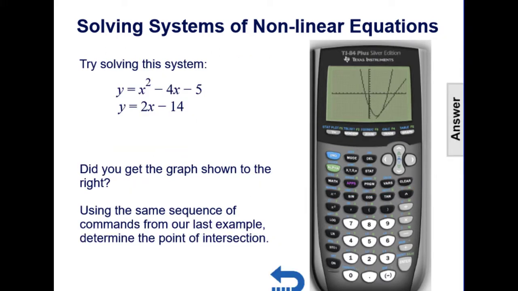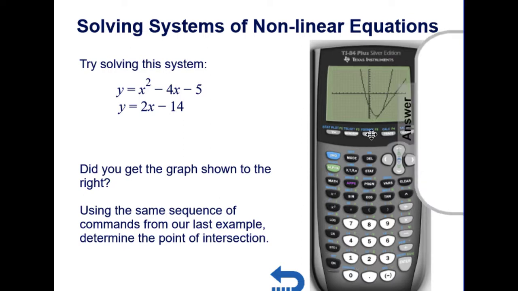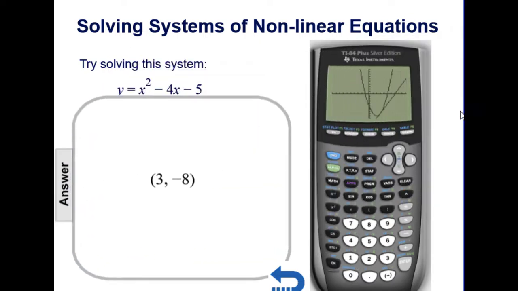So then, to solve the system, this is what you would have on your screen after typing in your equations and pressing graph. And you use the same sequence of commands from the last example. Second trace, second trace, 5 from the calc menu. And you have to use your enter, and guess to get your point of intersection. Try it on your own. And once you try, you should get that the point of intersection is (3, negative 8).